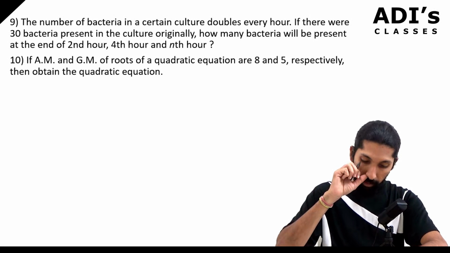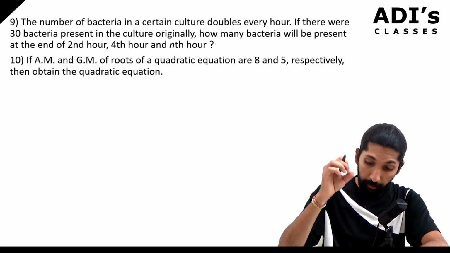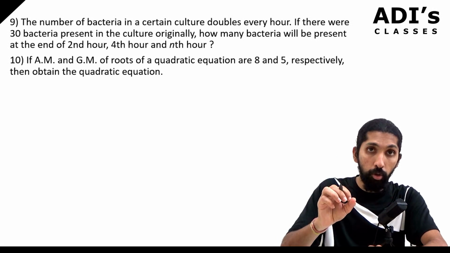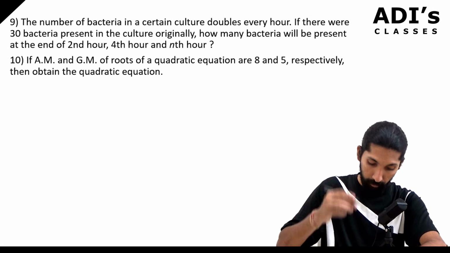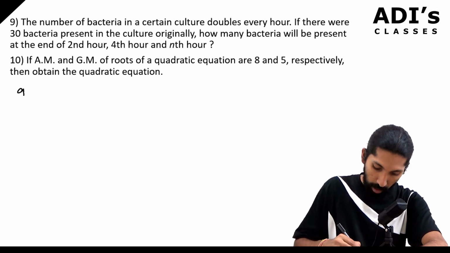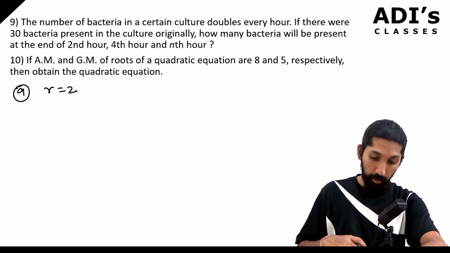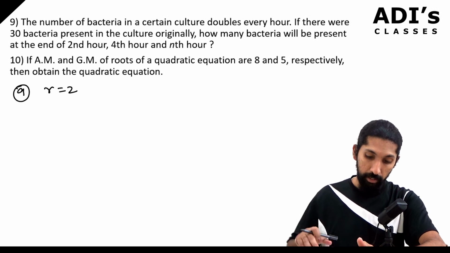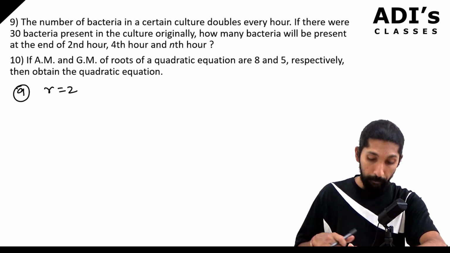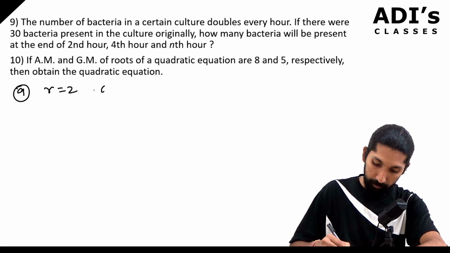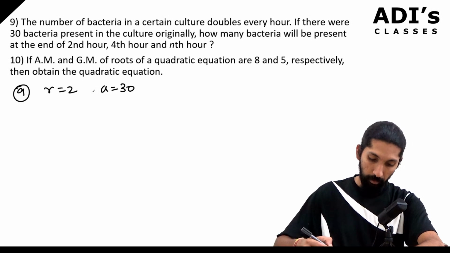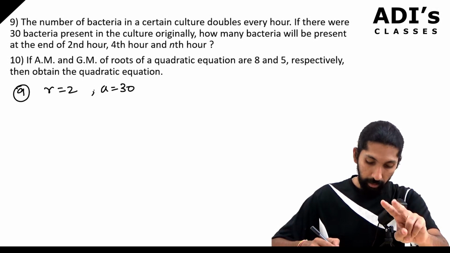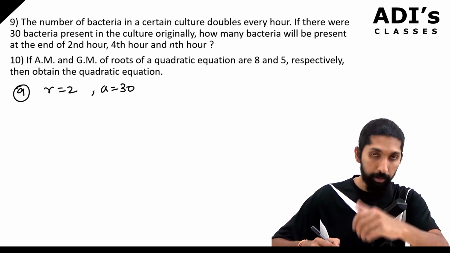The number of bacteria in a certain culture doubles every hour. That means what is our common ratio? 2. Correct? So we'll just write it down. R value is 2 because it's doubling every hour. If there were 30 bacteria present in the culture originally, that means A value is 30. How many bacteria will be present at the end of 2nd hour, 4th hour and nth hour?